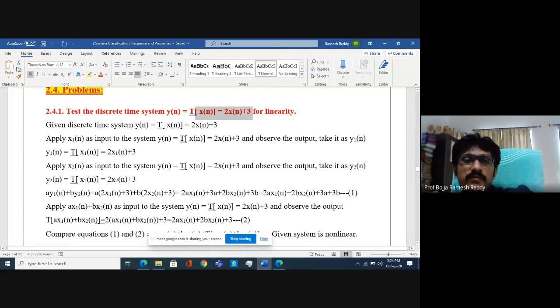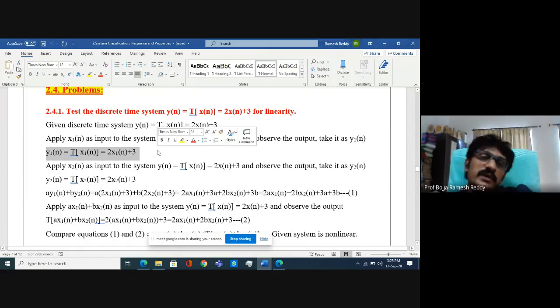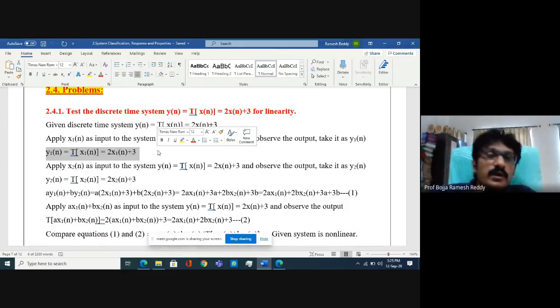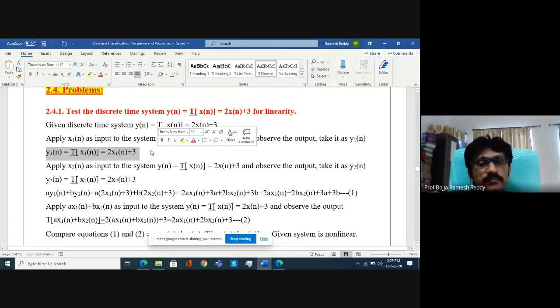Given discrete time system, y of n is equal to T of x of n is equal to 2x of n plus 3. Now, apply x1 of n as input to the system. Our procedure is like that. Apply x1 of n as input to the system and observe the output. Now see y1 of n, how it looks. Y1 of n is equal to transformation of x1 of n, that is equal to 2x1 of n plus 3. Just replace x with x1, y with y1. That's all. Here we are giving x1 of n as input to the system and we are taking y1 of n as output of the system.